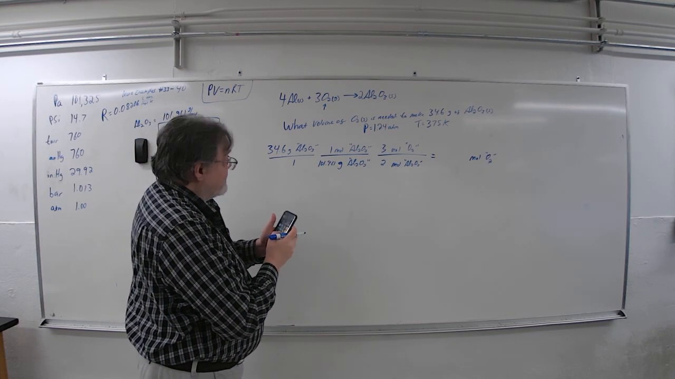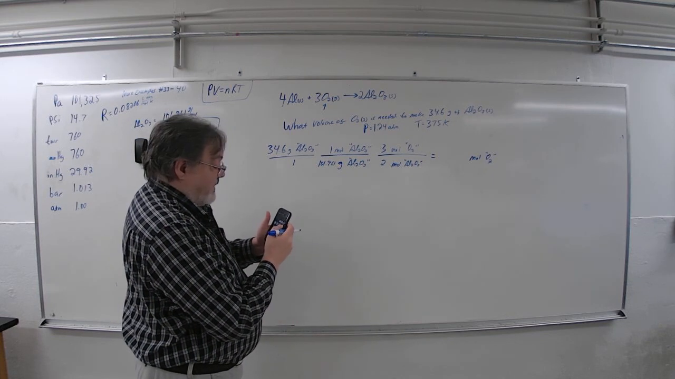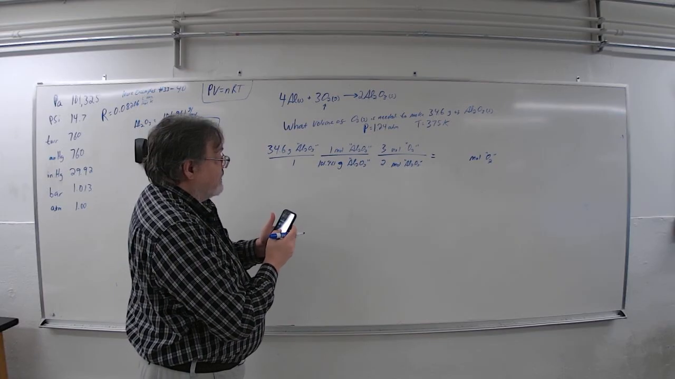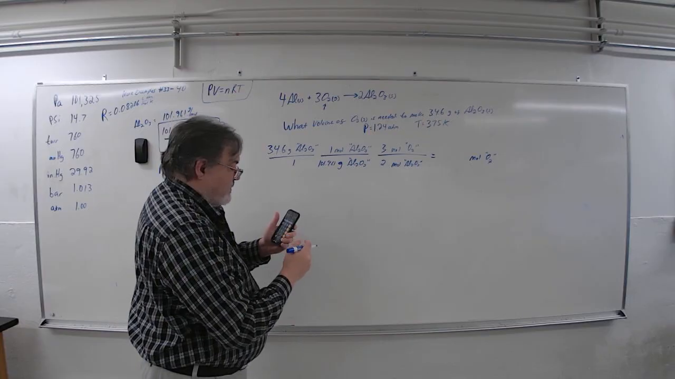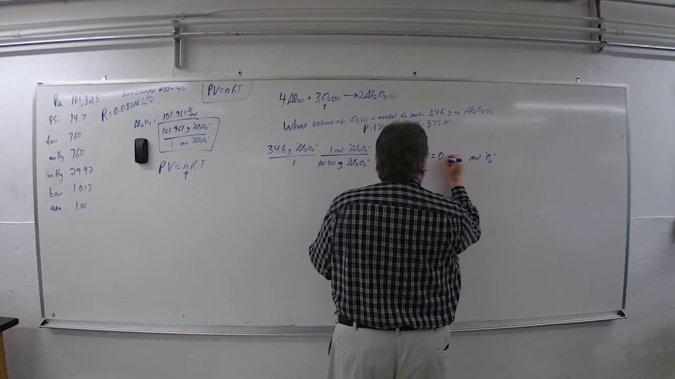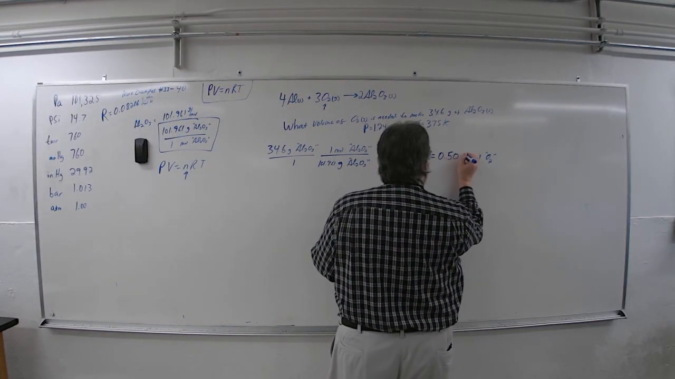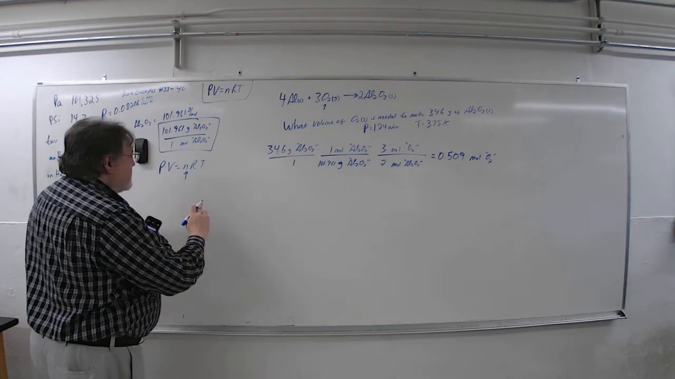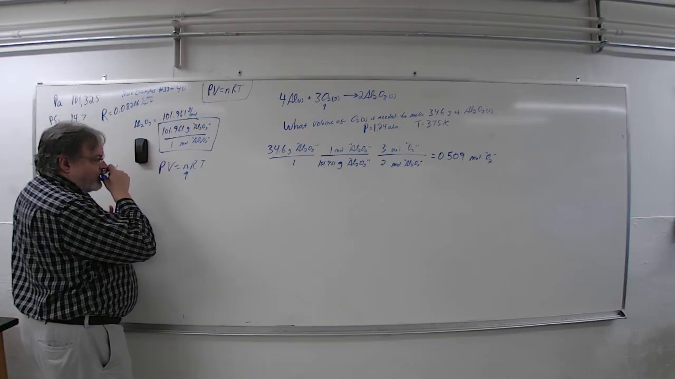All right, so let's find out how many moles it is. 34.6 times 3 divided by 101.961 divided by 2 is 0.509 moles of O2.